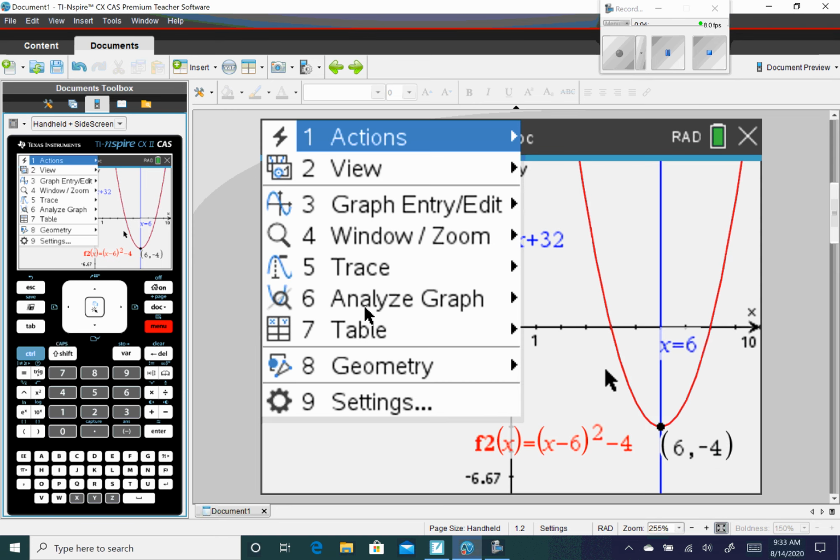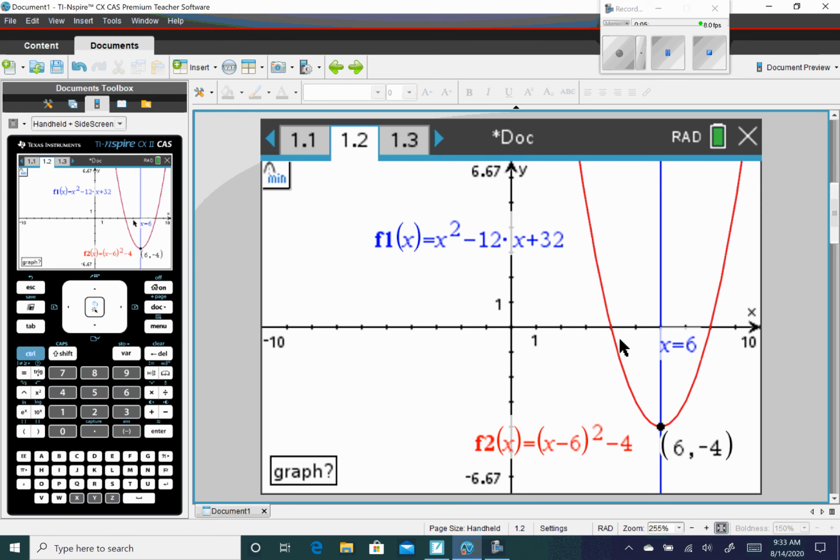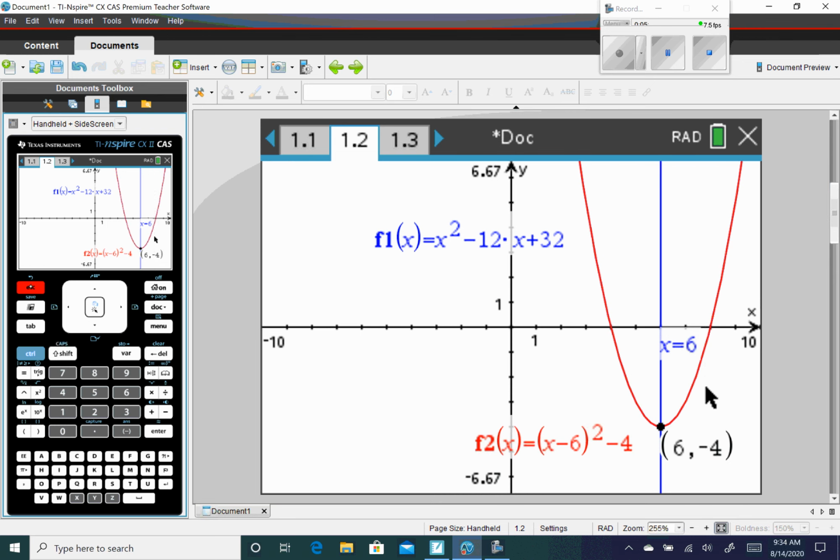And then I just went to menu, 6, minimum here. It asks you to choose which graph because I have two graphs up here. So I just click the first one and then I click on the left of it, a little bit to the right of it, and then that gives me my vertex that we can double check is 6, -4.